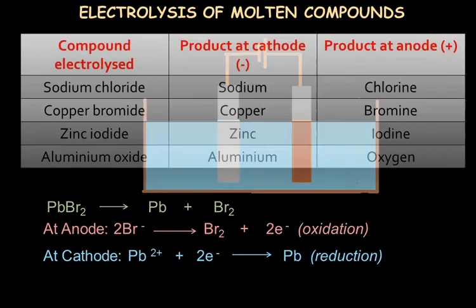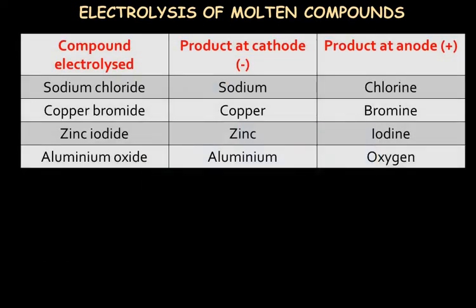And this is always going to occur with any of the molten compound electrolysis. Now here are the examples of many more electrolysis of other molten compounds, ionic compounds, and you can see the products at cathode and at anode. You can always pause this video and have a look, but you can summarize that at cathode always a metal is forming, and at anode always a non-metal is forming, which is present in the ionic compound.